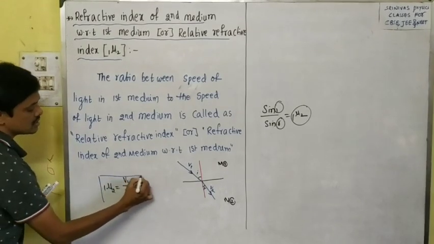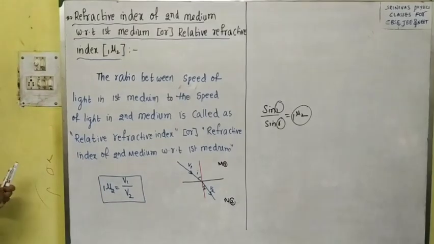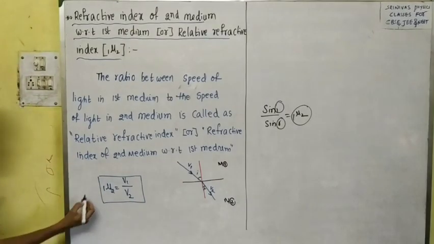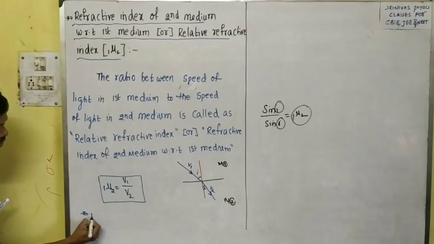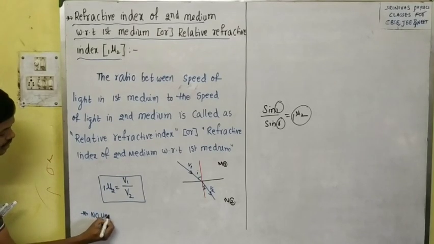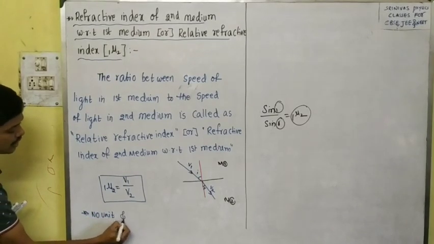This is 1 mu 2. And this refractive index does not have any unit, no unit and no dimension.